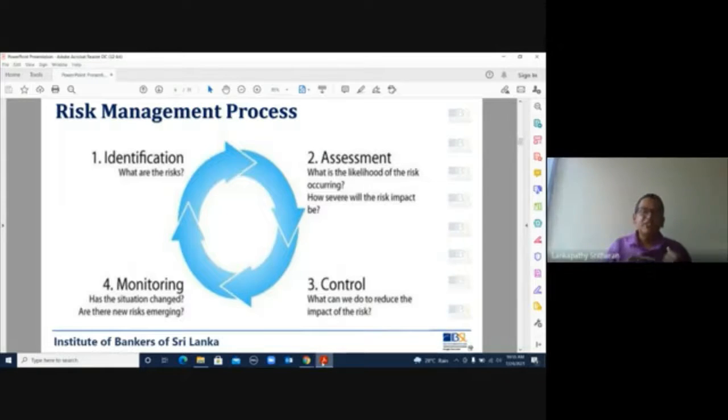The first one is identification: what is the risk? The second one is assessment: what would be the impact? The third one is control. The fourth one is monitoring.